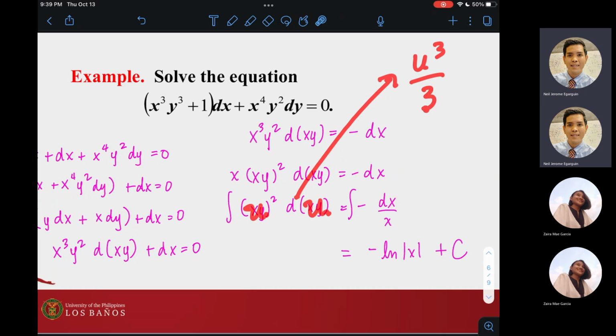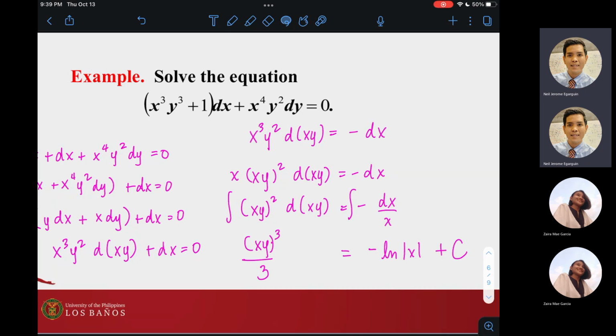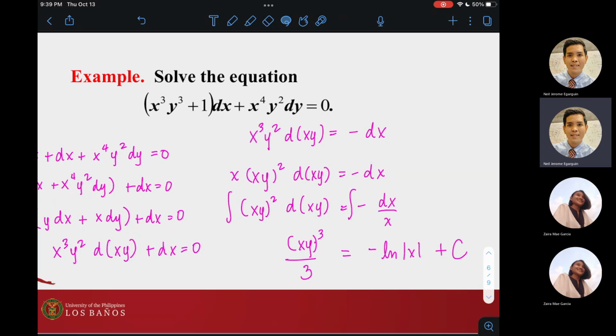Pero ano nga yung u natin? Ang u natin ay xy. So basically, the integral will be xy cubed all over 3. And this would be our final answer, or any equivalent expression to this one. All right? Okay, may tanong ba, Syra?